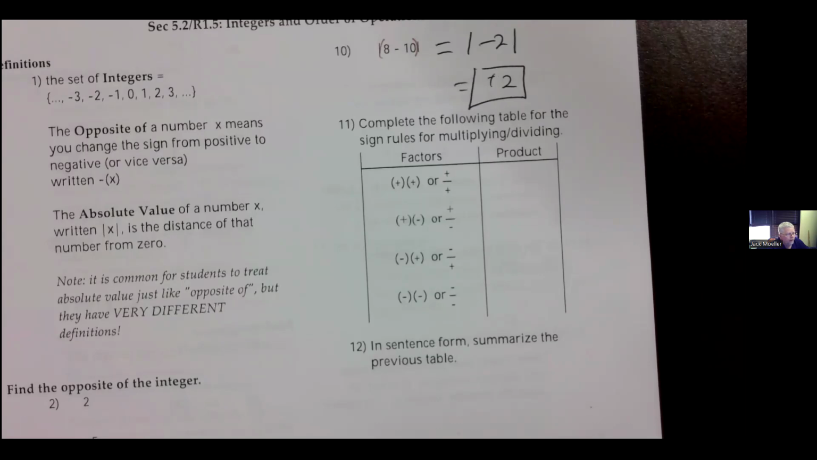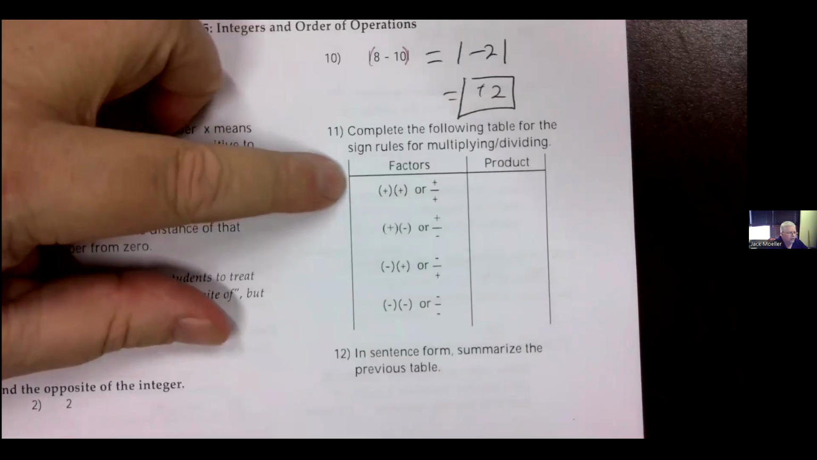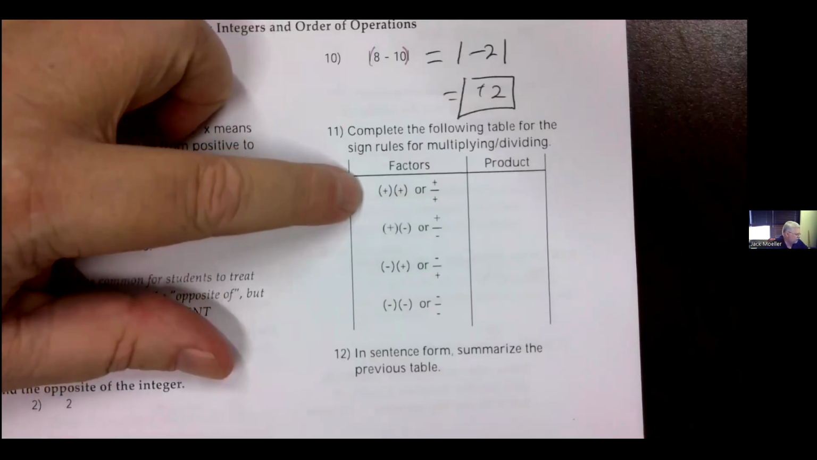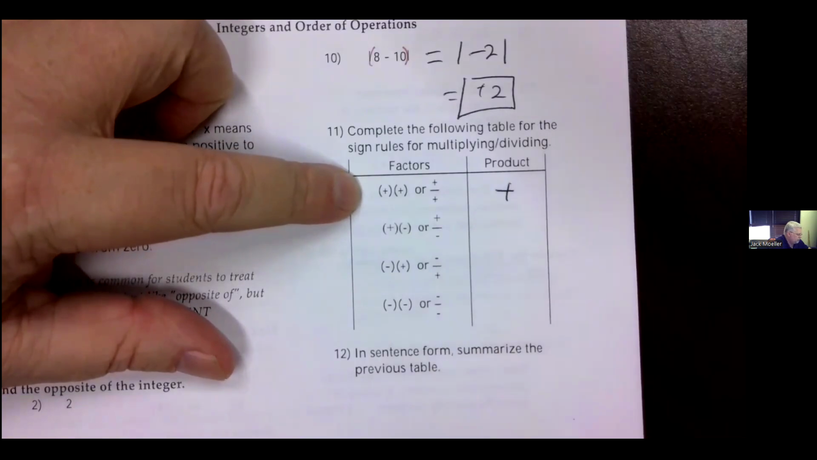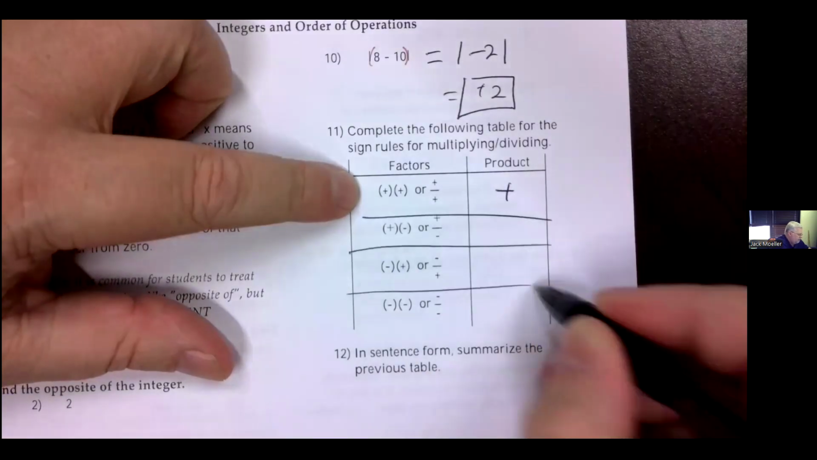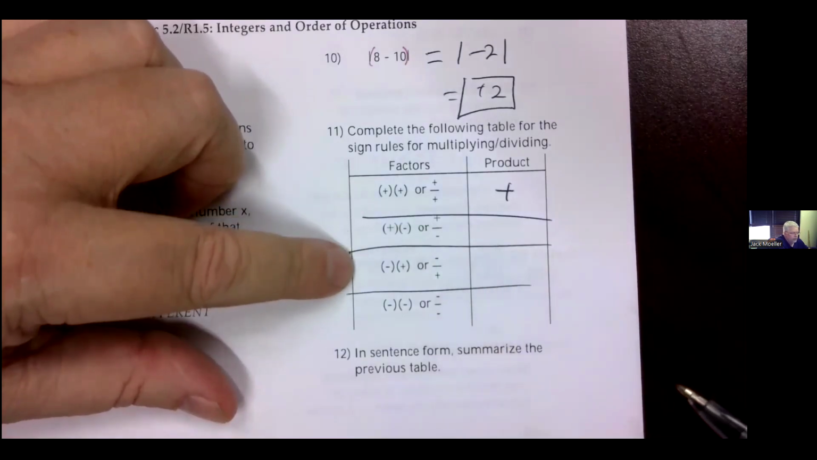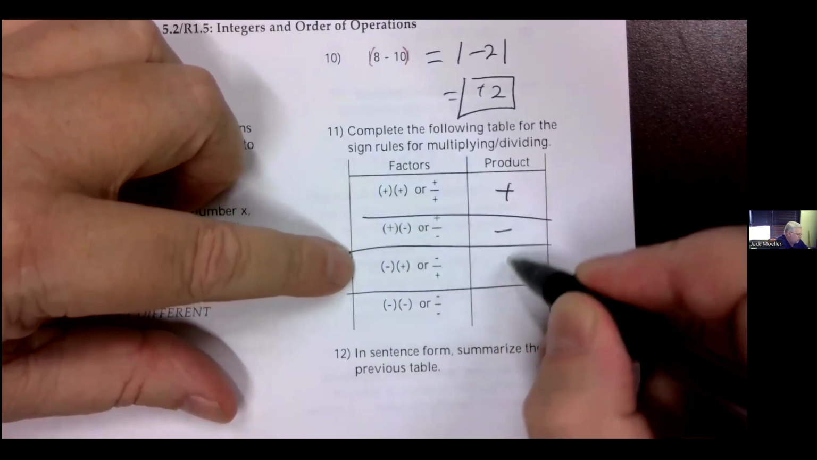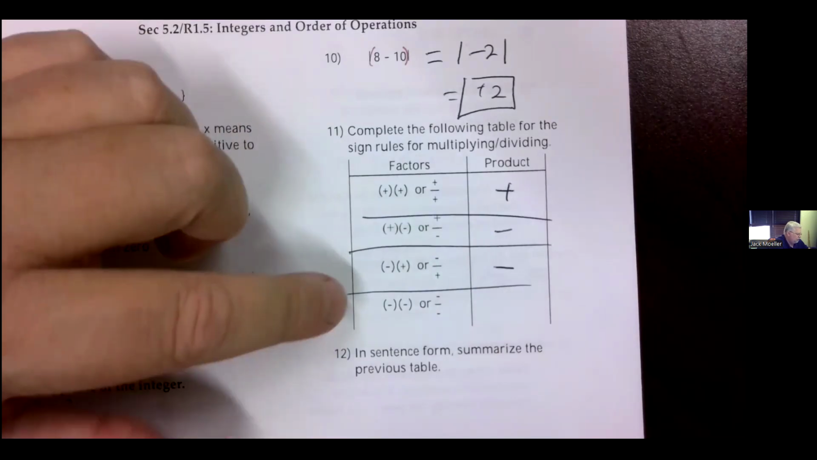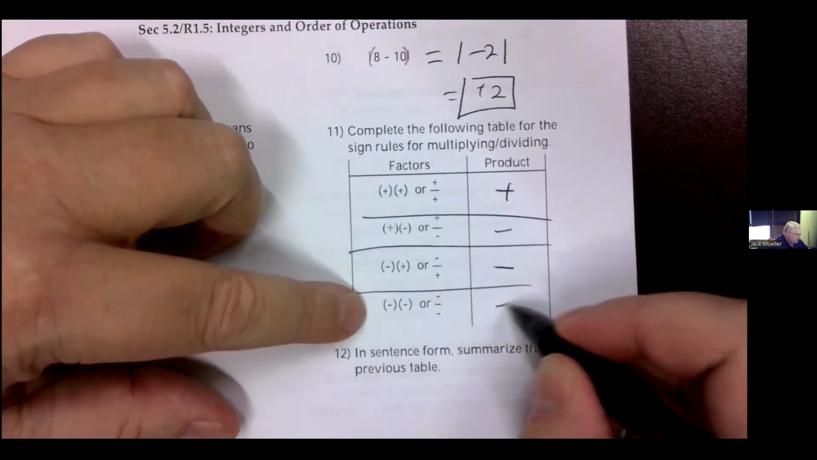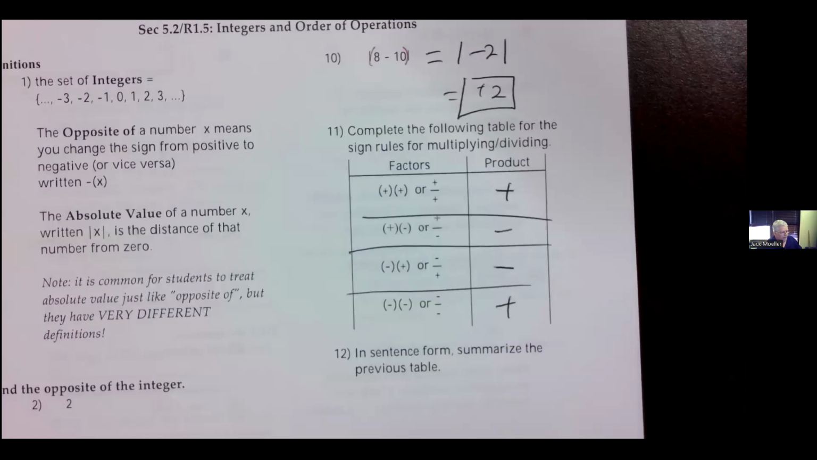So for multiplying and dividing, these are the rules that most people remember. Let's just do a quick summary. If you have a positive times a positive or positive divided by positive, the answer is positive. If you're doing one of each, either positive, negative, or negative, positive, when you're multiplying or dividing, the answer is negative. And if you're multiplying 2 negatives or dividing 2 negatives, the answer is positive.